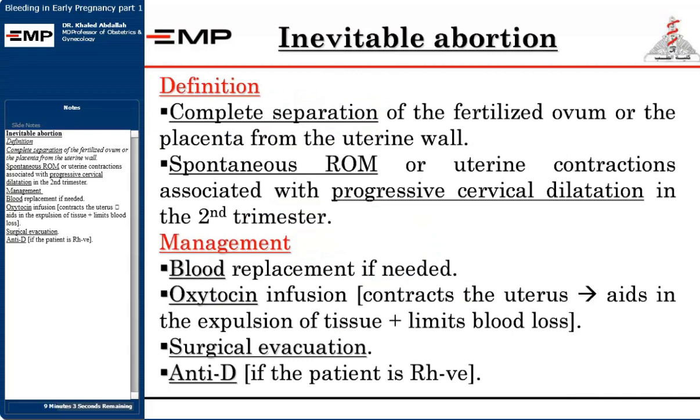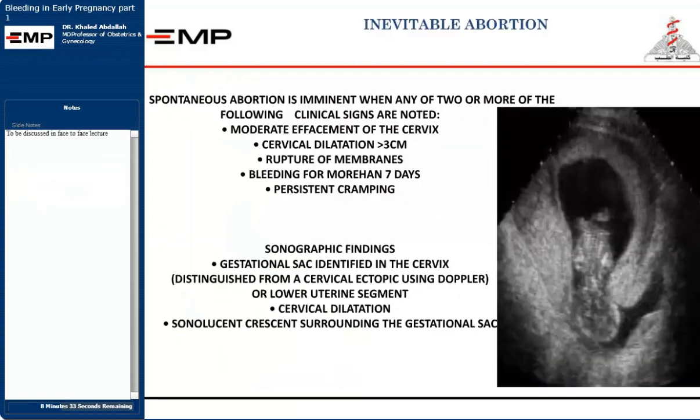Inevitable abortion. Definition: complete separation of the fertilized ovum or the placenta from the uterine wall. Spontaneous ROM or uterine contractions associated with progressive cervical dilatation in the second trimester. Management: blood replacement if needed. Oxytocin infusion contracts the uterus, aids in the expulsion of tissue and limits blood loss. Surgical evacuation. Anti-D if the patient is Rh negative. To be discussed in face-to-face lecture.